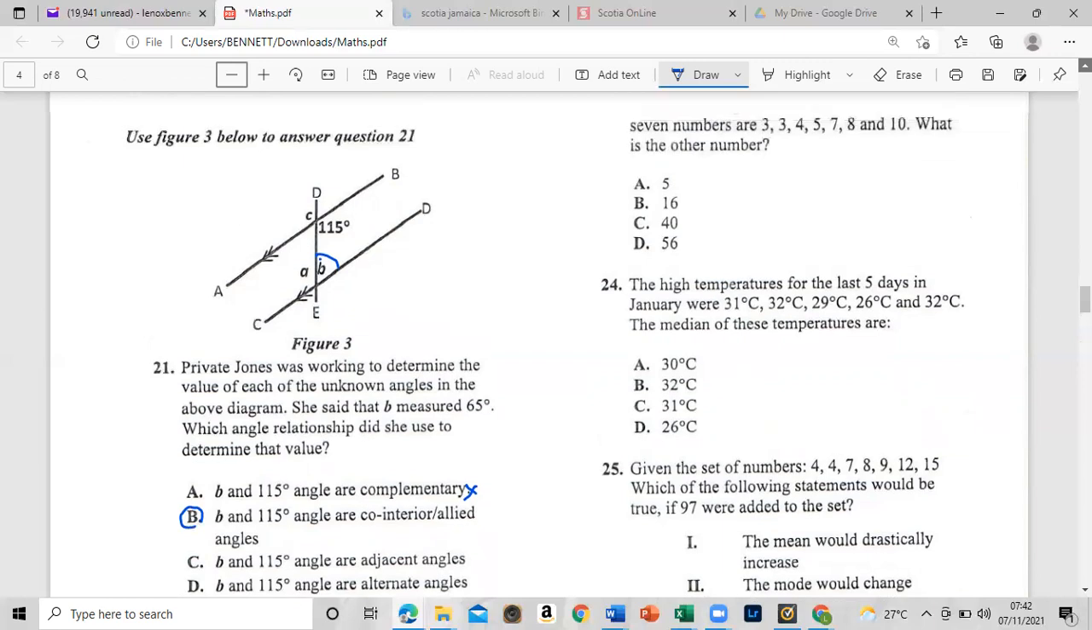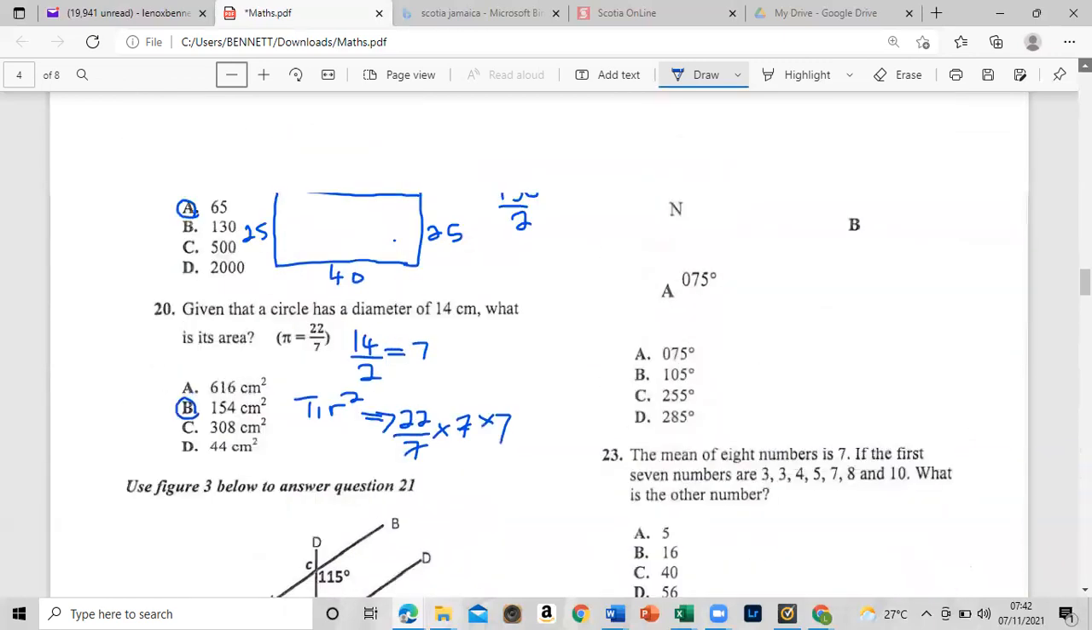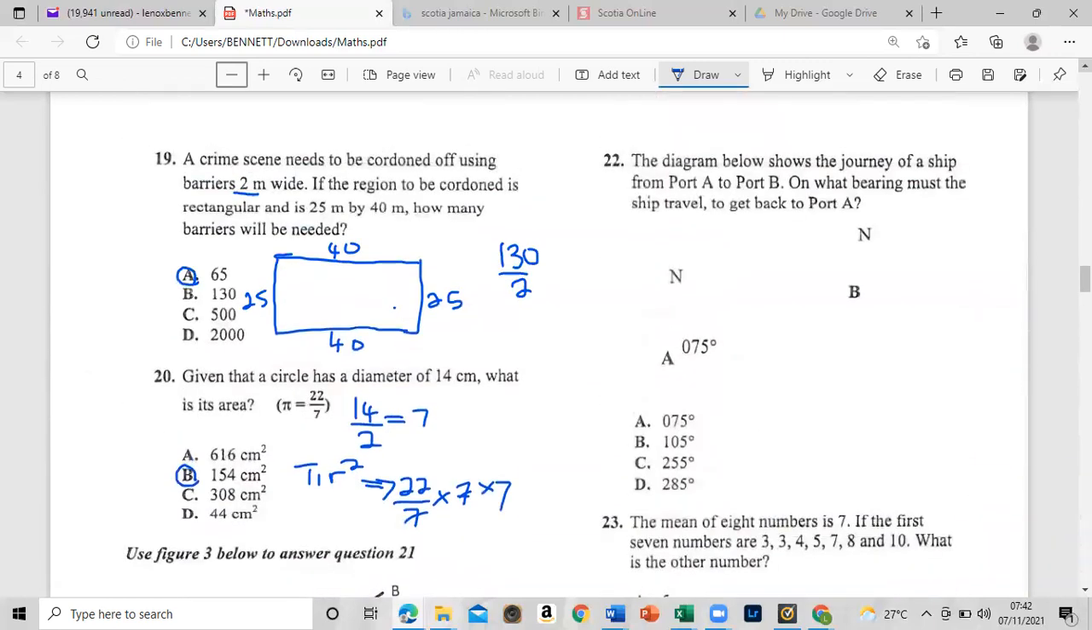Right, let's move on to number 22 now. The diagram below shows the journey of a ship from port A to port B on a bearing.